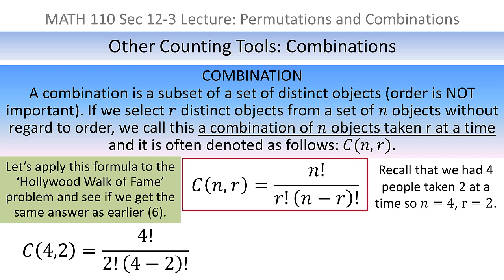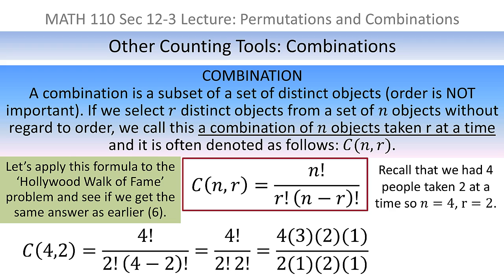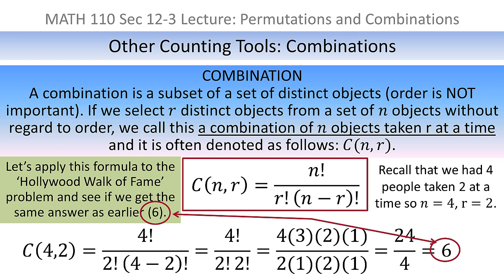And when I do that, realizing that 4 minus 2 is 2, I end up with 4 factorial in the numerator and 2 factorial times 2 factorial in the denominator. And if I write out what each of those things simplify to, I end up with 24 over 4, which is 6. Same answer as before. So I'm building up a toolbox of formulas I can use for different problems.